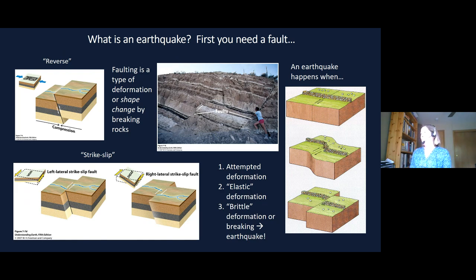Now, an earthquake happens when there's an attempt at this deformation or shape change along a fault, but the fault is stuck together and isn't moving. So what you get is an elastic deformation. It's the same kind of deformation that happens when you're a kid shooting a rubber band at your sibling, and you stretch that rubber band out. You're actually storing some energy in that rubber band, and that is elastic deformation. Well, rocks can do the same thing at a very large scale.